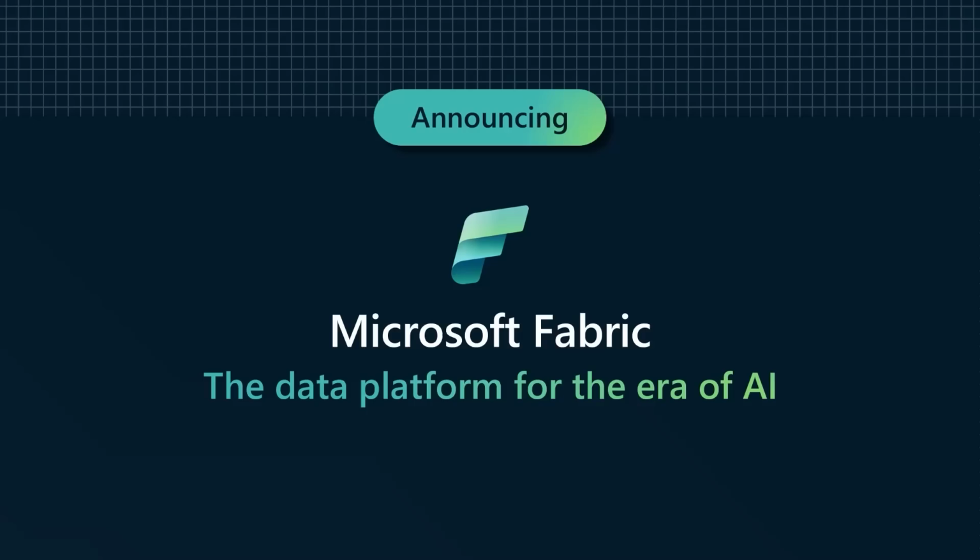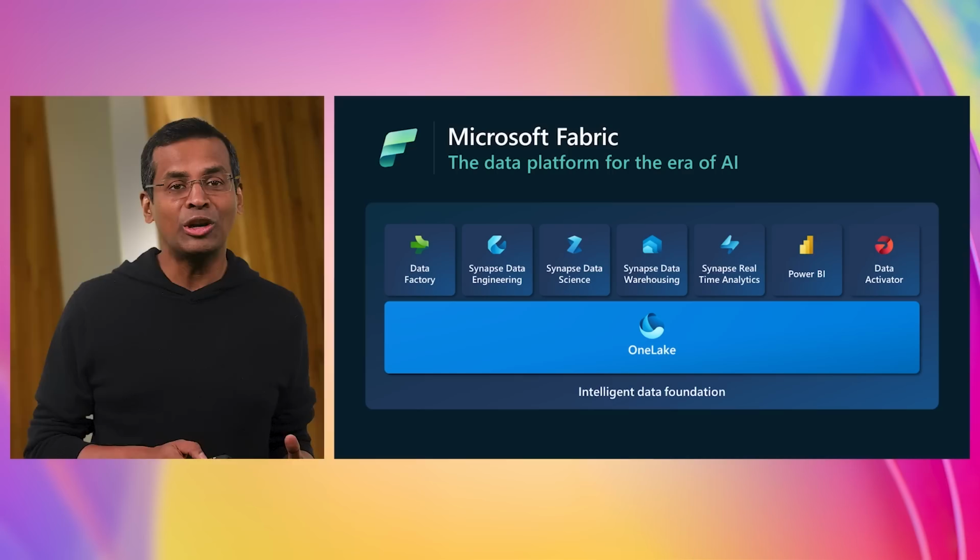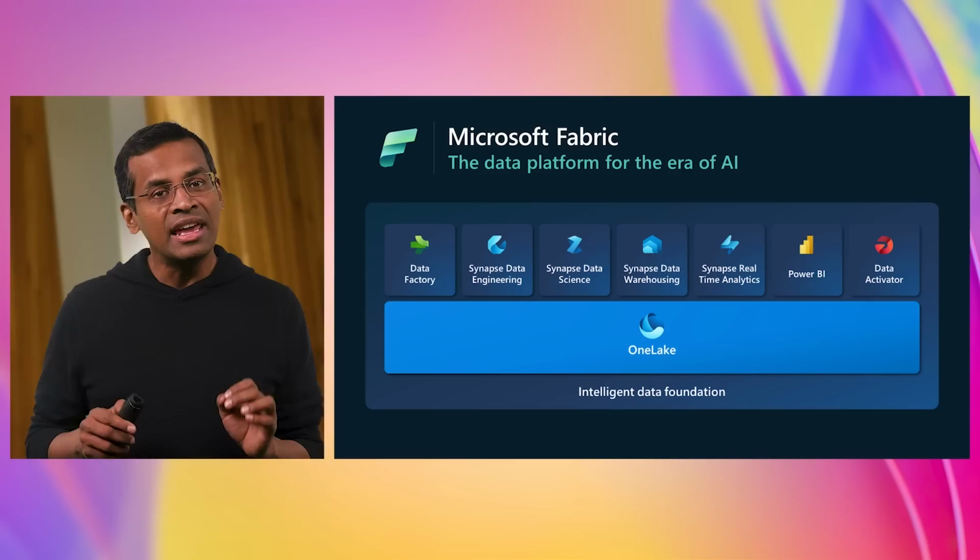So today, we are really excited to announce Microsoft Fabric. You can think about Fabric as the data platform for the age of AI. So what exactly is Fabric? You can think of Fabric simply as Office, but for your data. Just like Office 365 has Word for document authoring, PowerPoint for presentations, Excel for spreadsheets, etc., in Microsoft Fabric, you have 7 core workloads. Each of the workloads are purpose-built for a specific persona and a specific task.